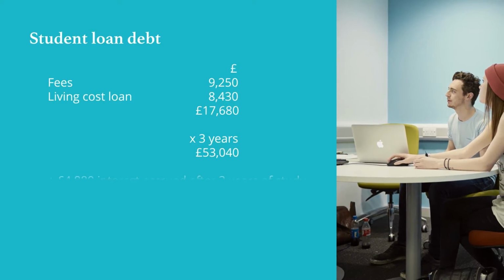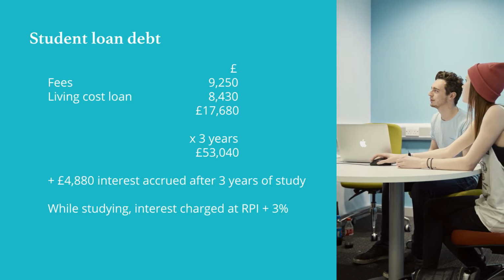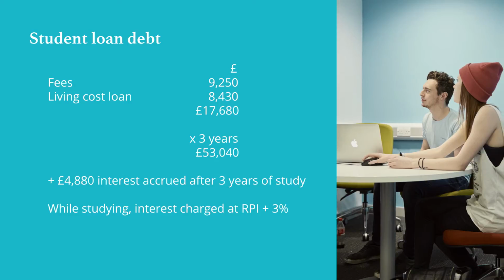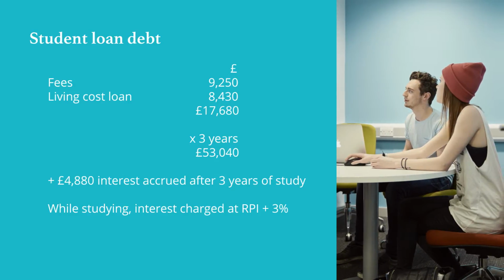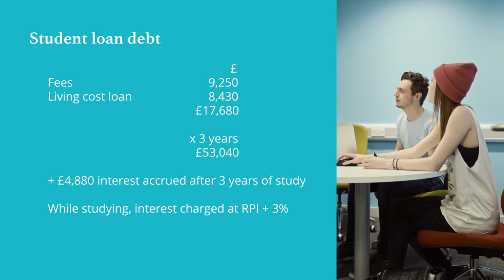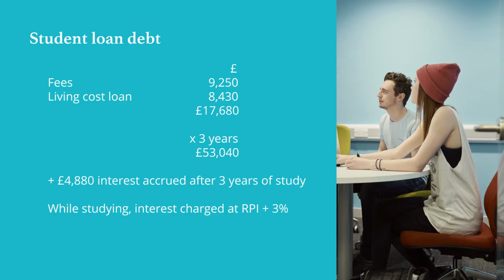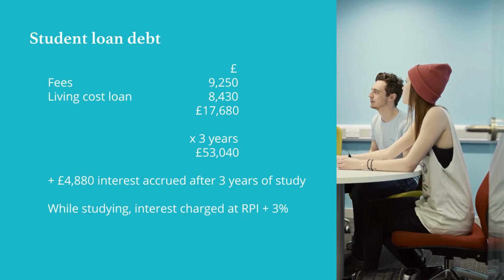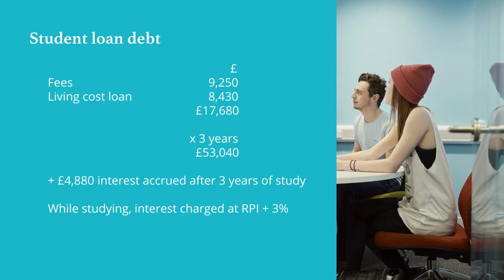Here we see the tuition fee loan of £9,250 for each year of study, and the highest available maintenance loan, meaning the student is borrowing £17,680 a year. After a 3-year undergraduate course, this becomes a debt of over £53,000 plus more than £4,800 of interest, which starts to accrue from your first instalment.